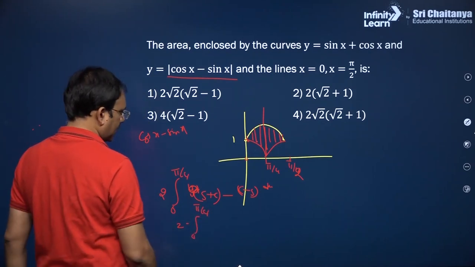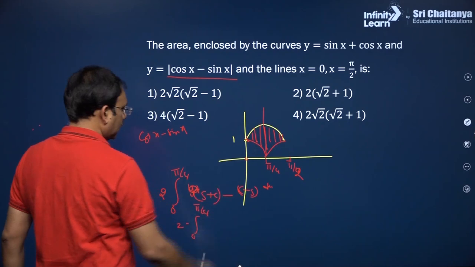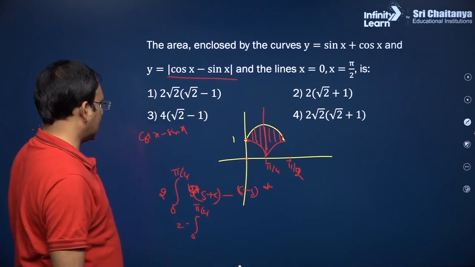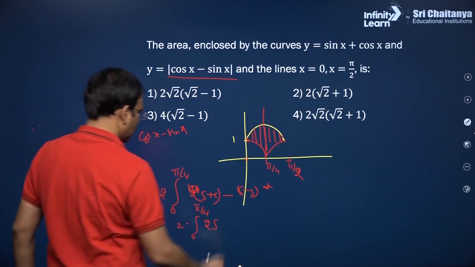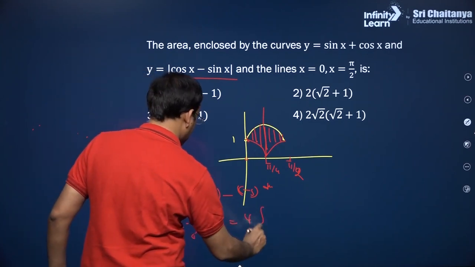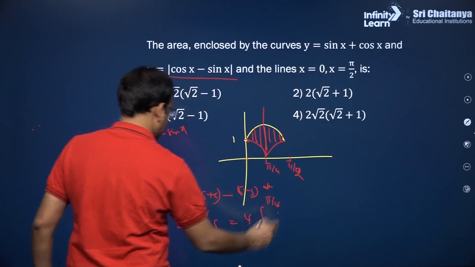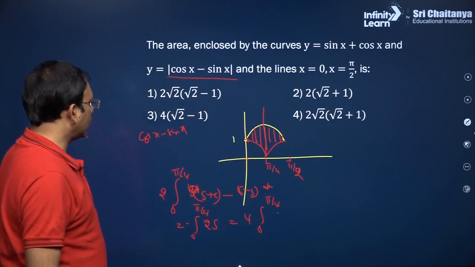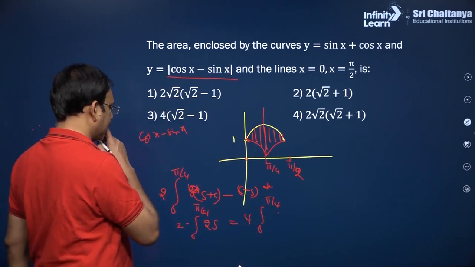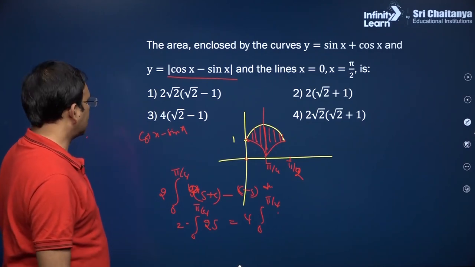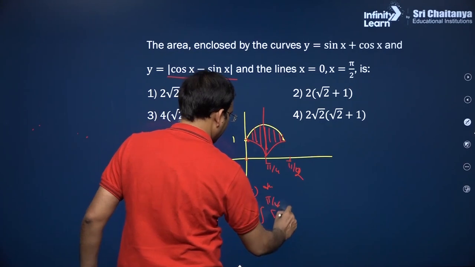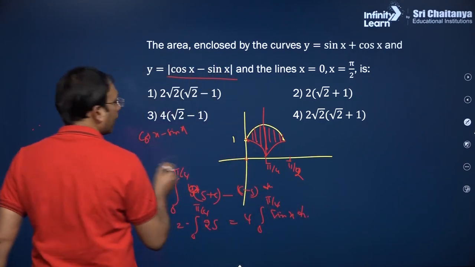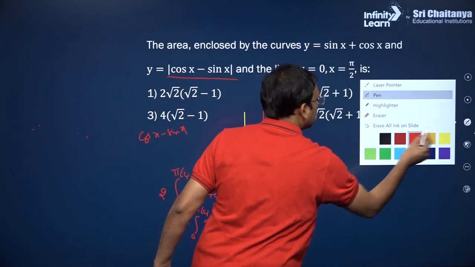So, cos x plus sin x it is. You can say c gets cancelled, 2 sin x. So, which is, my dear friends, 4 times the integral from 0 to pi by 4. Yeah, 2 can come out. So, 4, this is going to be sin x. Sin x integral, you can just take, my dear friends.